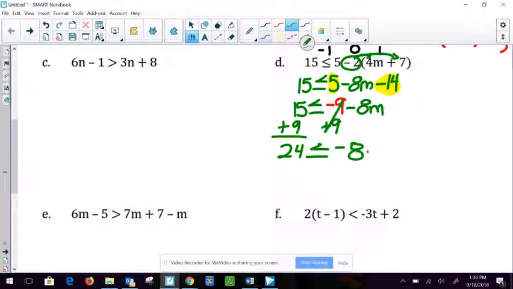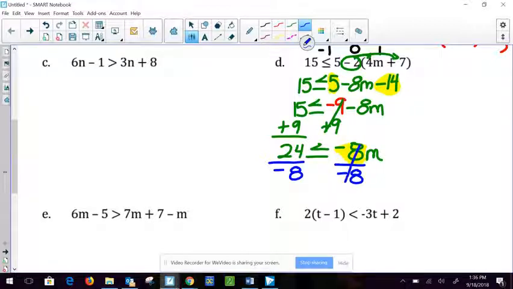a negative 8m. Hopefully at this point, there's some alarms and bells going off in your head because you hopefully have realized that you have a negative attached to the variable. And remember that statement we wrote above, if you are multiplying or dividing both sides by a negative, we need to flip that symbol in the middle. Because there's a negative 8 attached, we need to unattach it by dividing both sides by negative 8.